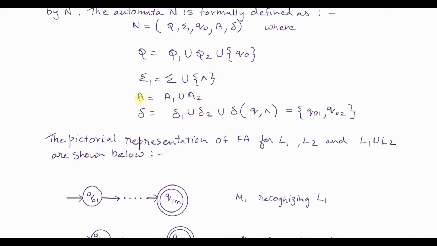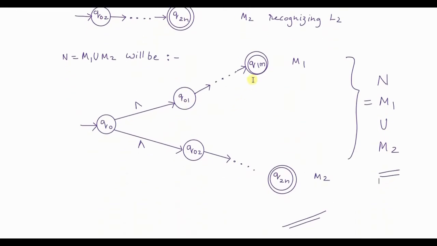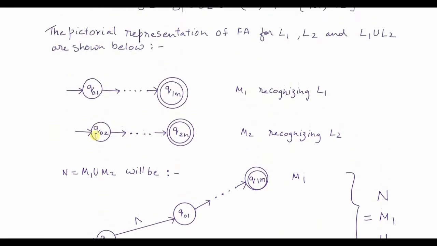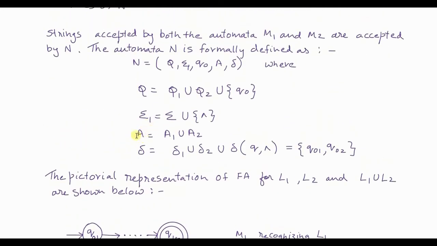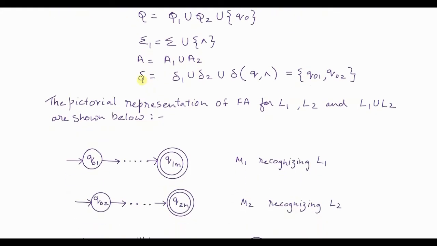Then what will be the final states of the resultant machine N? I told you all the final states of M1 and all the final states of M2 will constitute the final states of the resultant machine N, and that's why the final states of the resultant machine will be A1 union A2. Okay, what will be the transitions of this N?